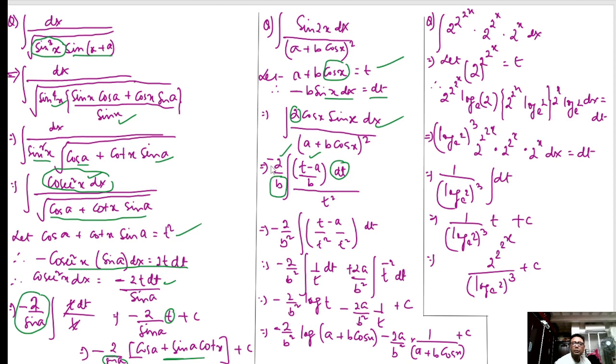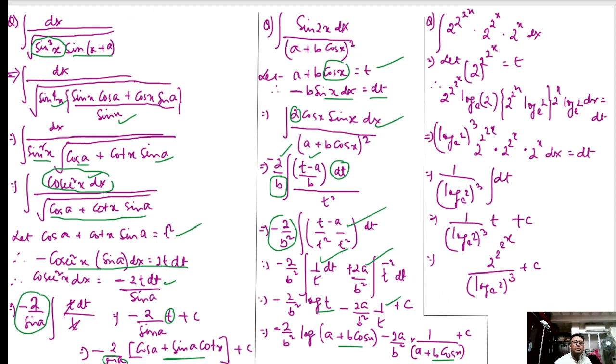So now this 1 by b will also go out, it becomes minus 2 by b square. So we are writing t minus a by t square, which is 1 by t, and then separating it, t to the power minus 2. Integration of 1 by t is log t, and t to the power minus 2 gives minus 1 by t, and we are replacing the value of t back. Correct?